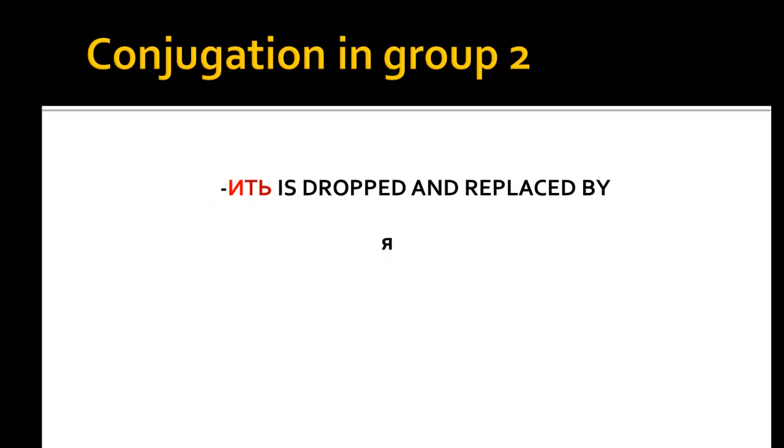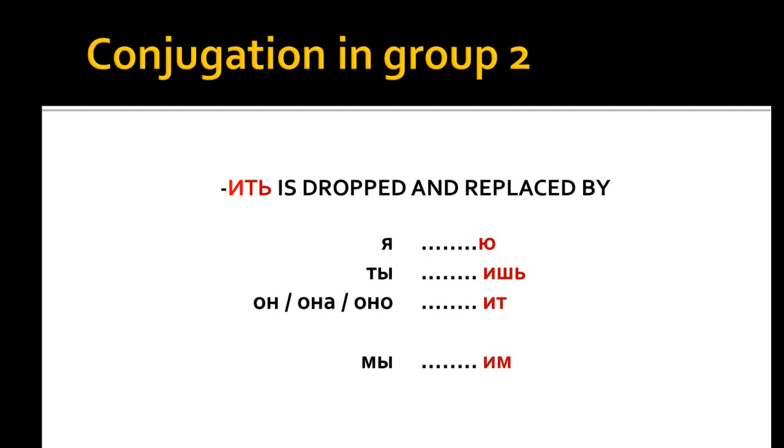For я, it's ю. Ты, ишь. Он, она, оно, ит. Мы, им. Вы, ите. Они, ят.